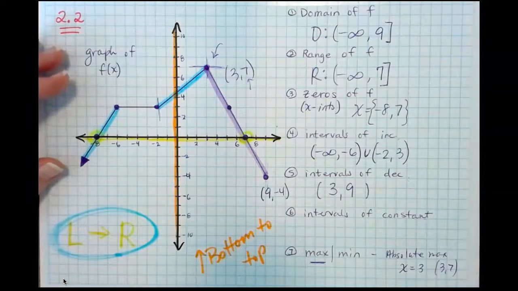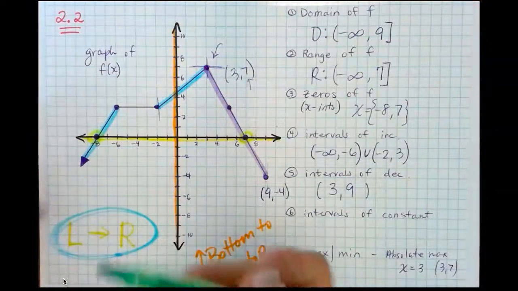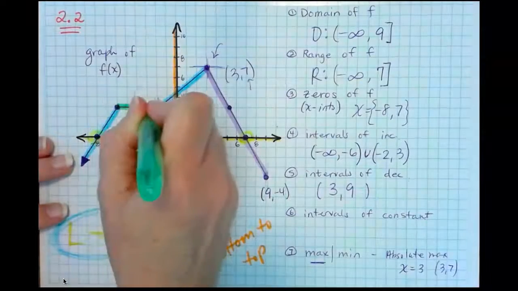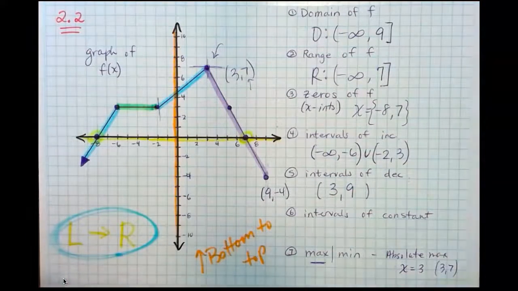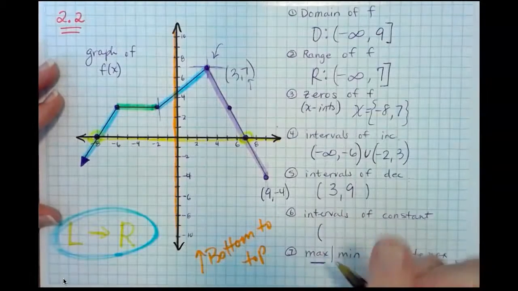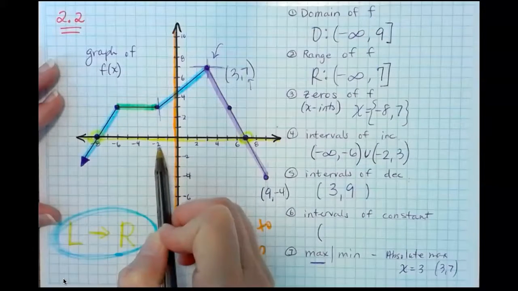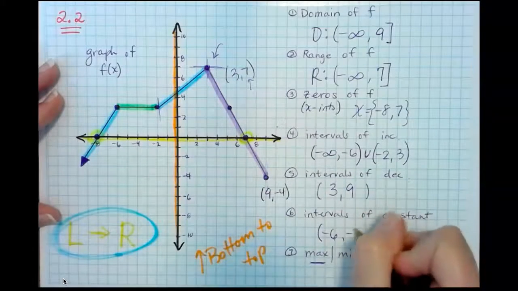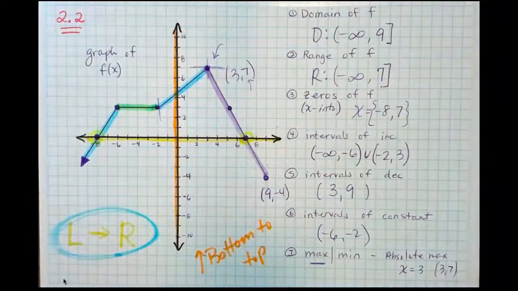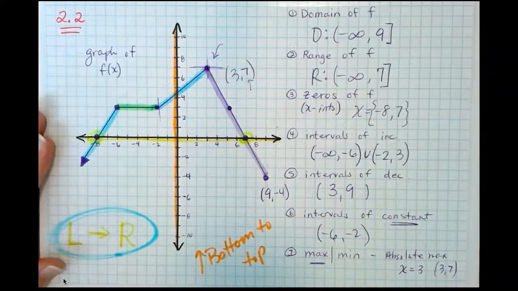And then, of course, we do have a part of the function where it is constant. In this interval, the function is not increasing nor decreasing. It is constant. So we would say from -6 to -2, neither increasing nor decreasing, it is constant.